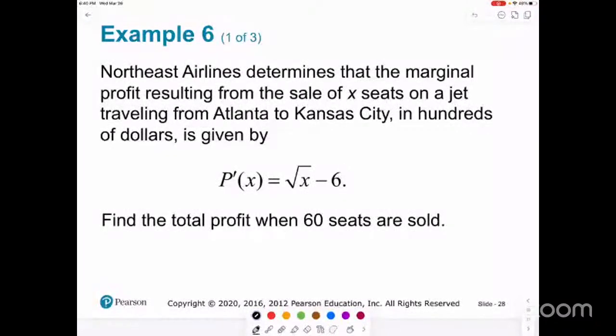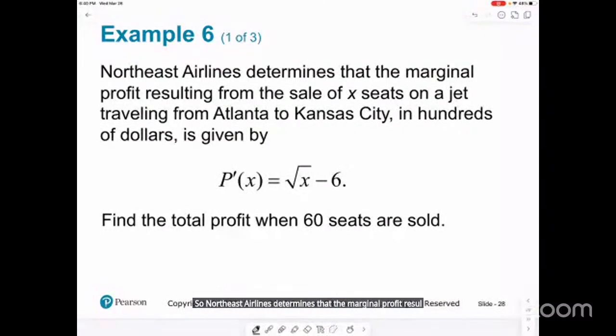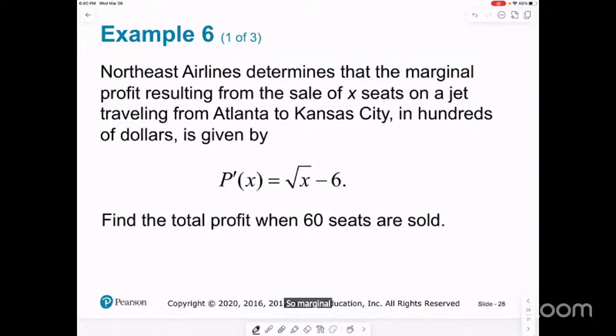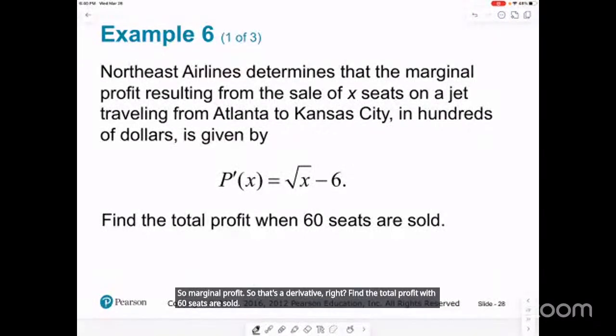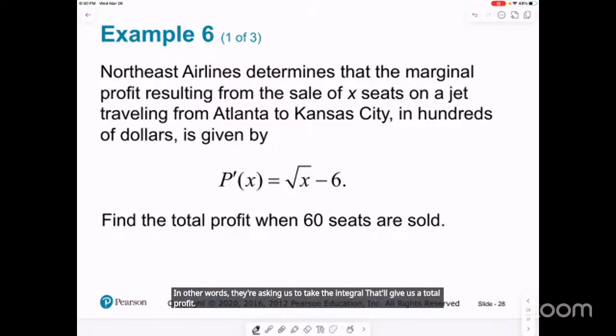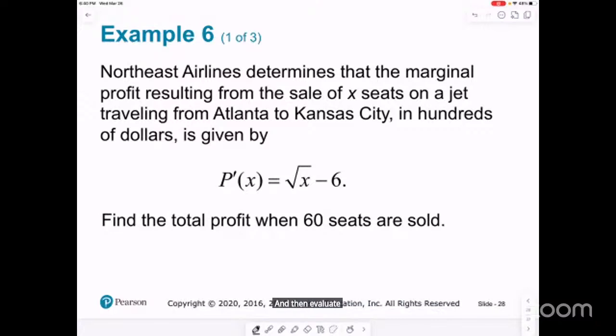So let's give this one a go. Northeast Airlines determines that the marginal profit resulting from the sale of x seats on a jet traveling from Atlanta to Kansas City, in hundreds of dollars, is given by this. So marginal profit, so that's a derivative, right? Find the total profit when 60 seats are sold. In other words, they're asking us to take the integral. That'll give us a total profit, and then evaluate the result when x is 60. Okay.